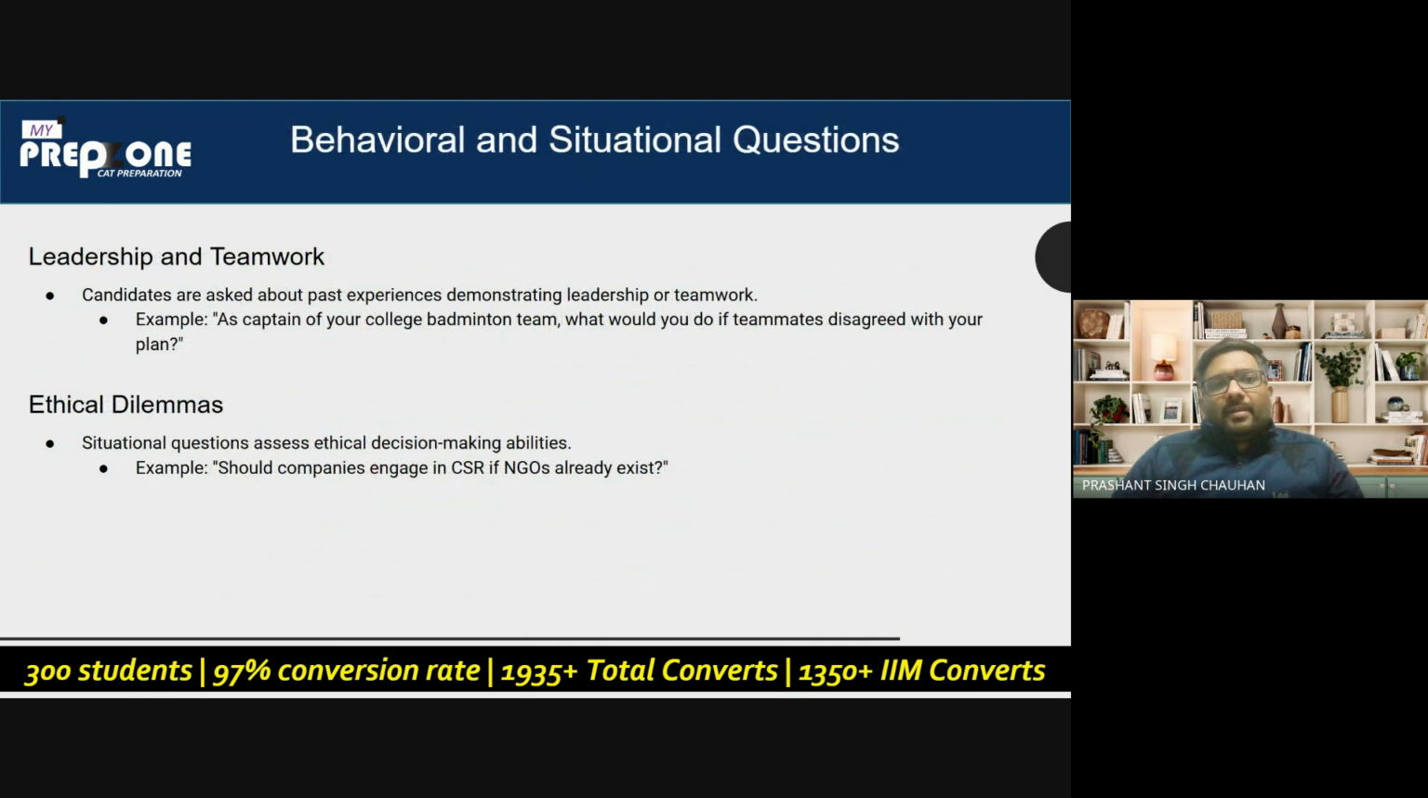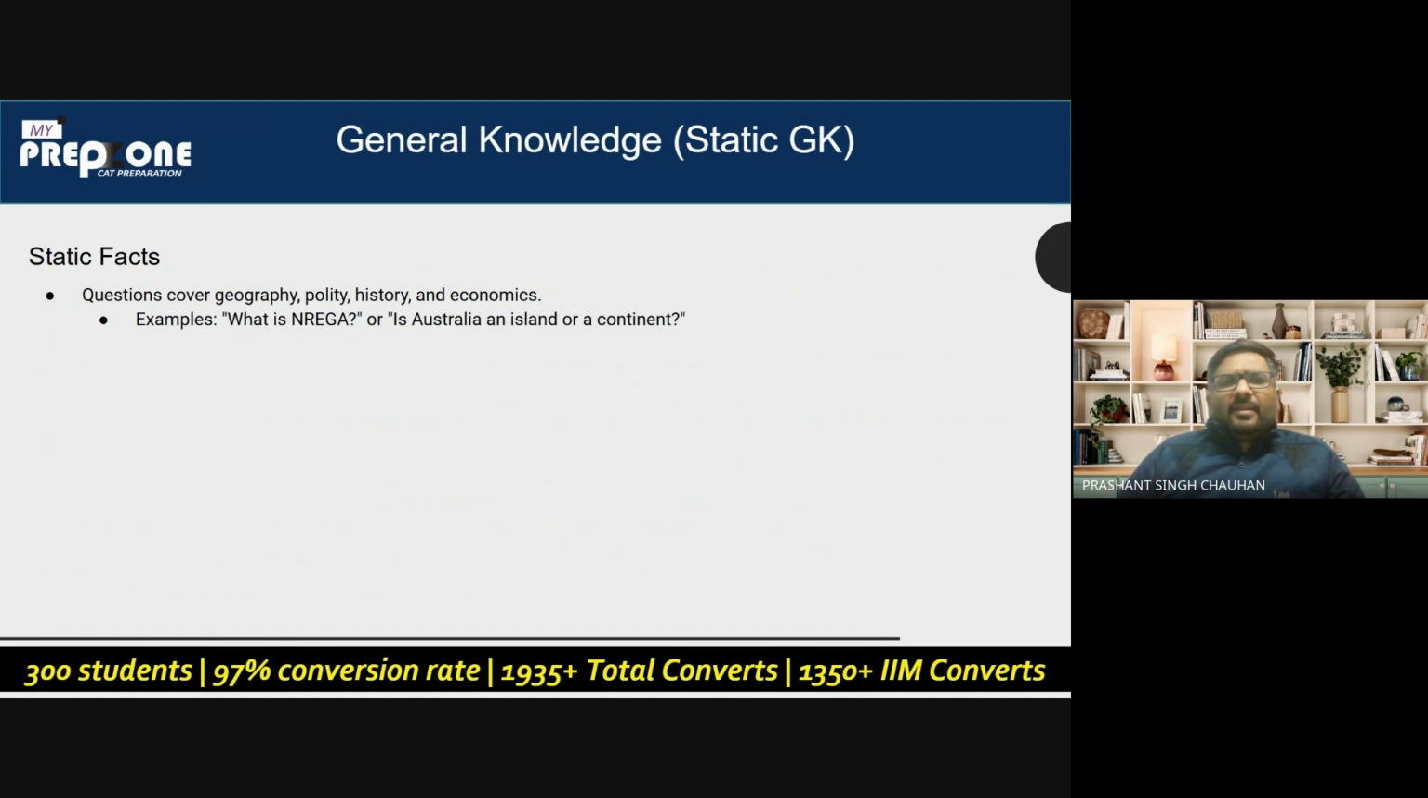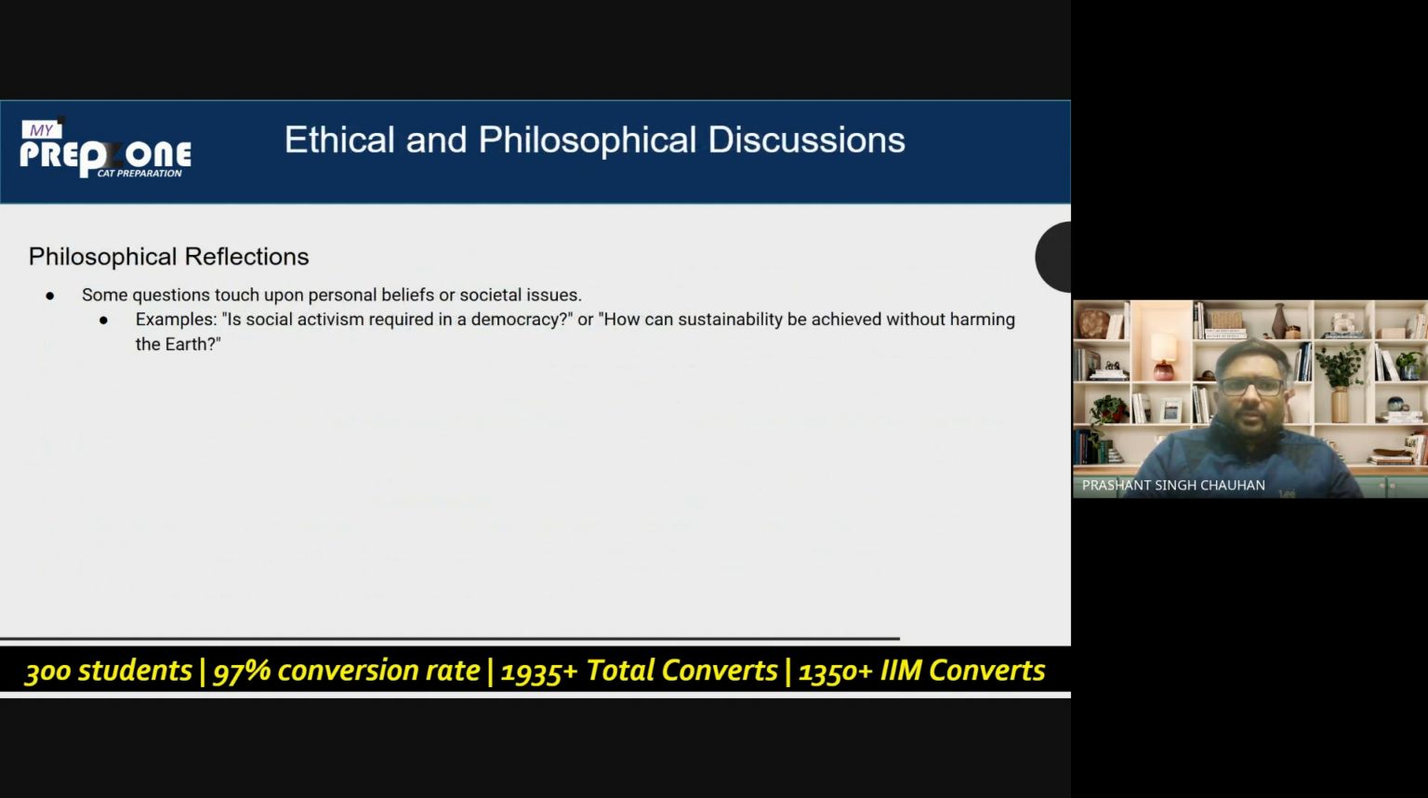Then leadership and teamwork. You can be asked, if you are part of a cricket team or badminton team and the team is not coming to a consensus on some topic, what will you do? Ethical dilemmas can also be asked. Then static GK. One of my mentees was asked about NREGA, which was very much in the news at that time. Then a very commonsensical question, why is Australia an island and not a continent? If you're not sure, it may create problems for you.